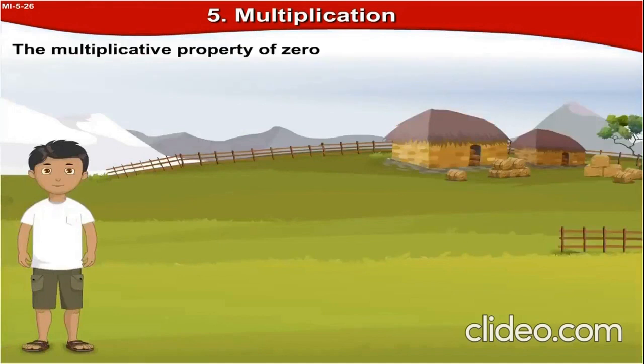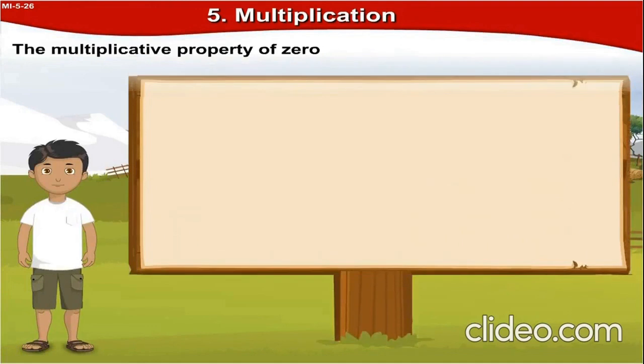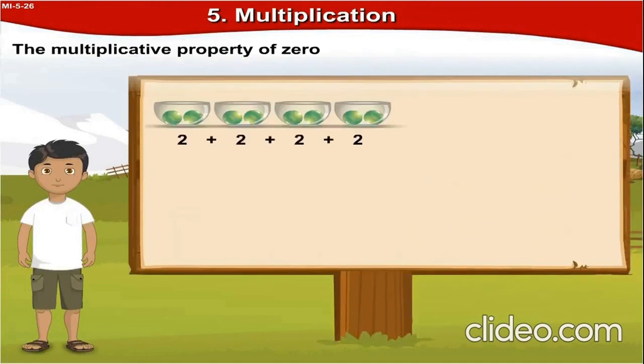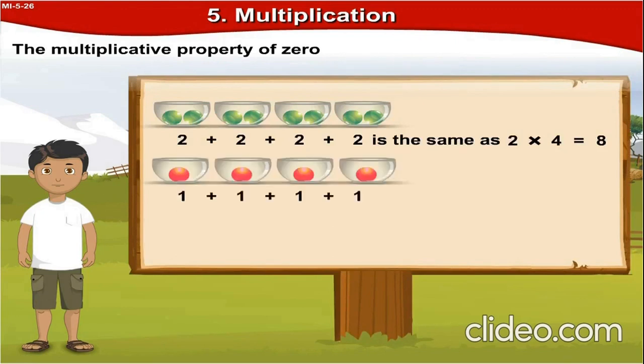The multiplicative property of 0. Now children, 2 plus 2 plus 2 plus 2 is the same as 2 multiplied by 4, which is equal to 8. Am I right? Alright. Similarly, 1 plus 1 plus 1 plus 1 is the same as 1 multiplied by 4, which is equal to 4.